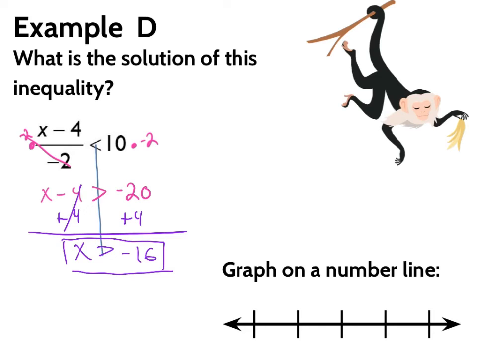So now we're going to graph that by putting a negative 16 on our number line right in the middle. We now determine if we need an open dot or a closed dot. Looks like we've only got greater than, so we've got an open dot. And then we want all the numbers that are greater than negative 16, so greater than is going to be over here to our right. And that brings us to the end of example D. Let's move on to that last example.